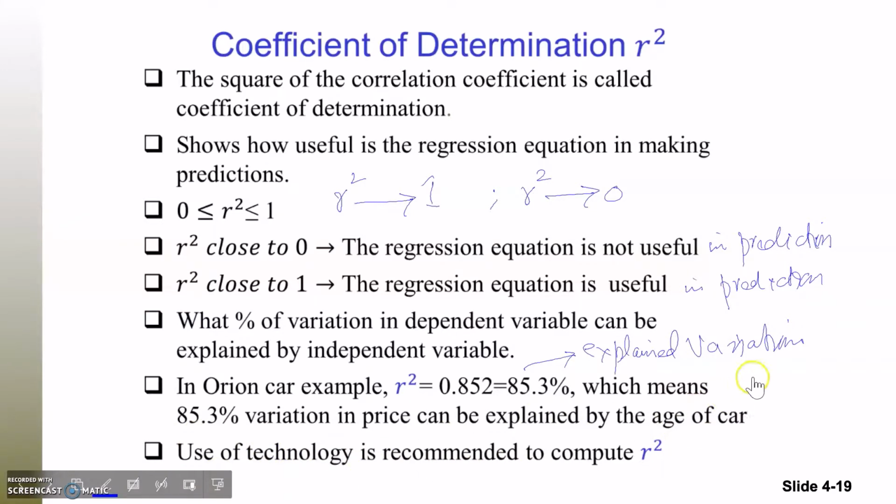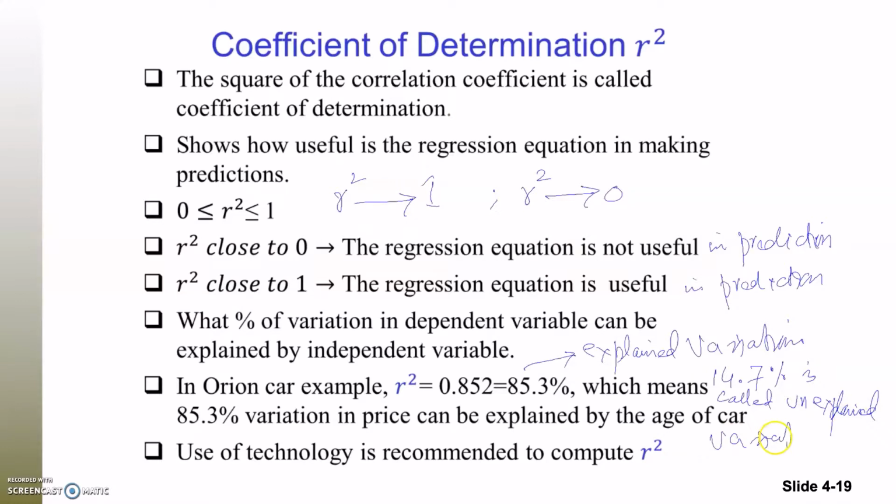The rest of the variation, 14.7%, is called unexplained variation. The regression equation is not able to explain this variation. This variation, called unexplained variation, may be due to a random chance, or it may be due to the presence of a third variable which is causing the change in the price and in the age of the car, right? I hope you remember the earlier discussion that sometimes the changes among the two variables are caused by a third variable.